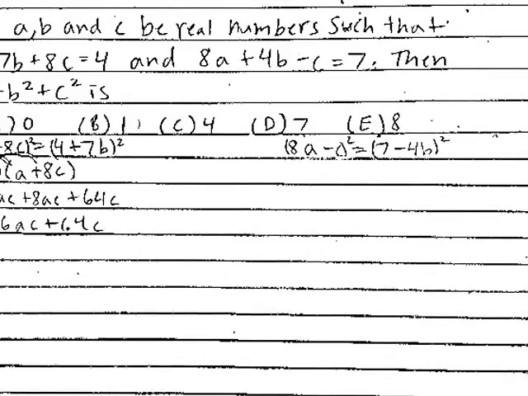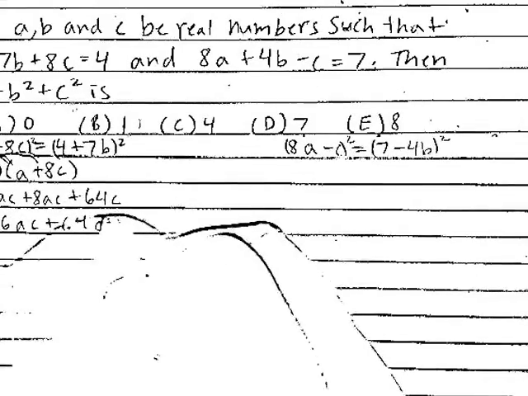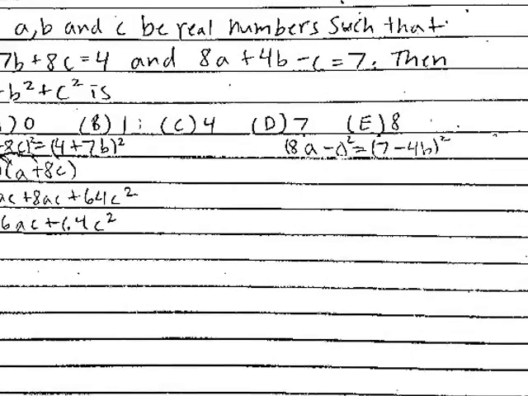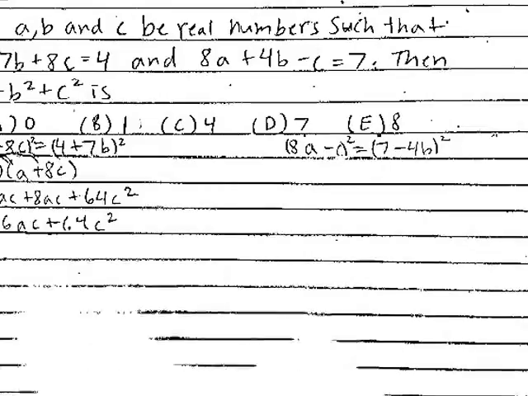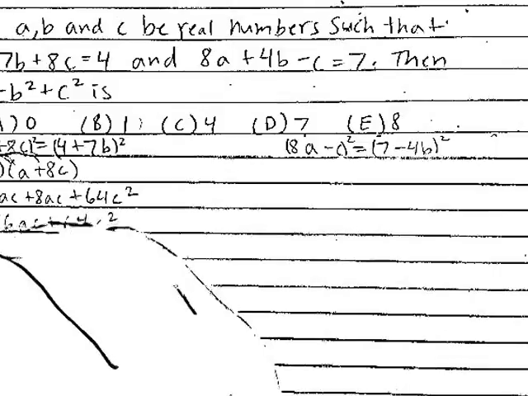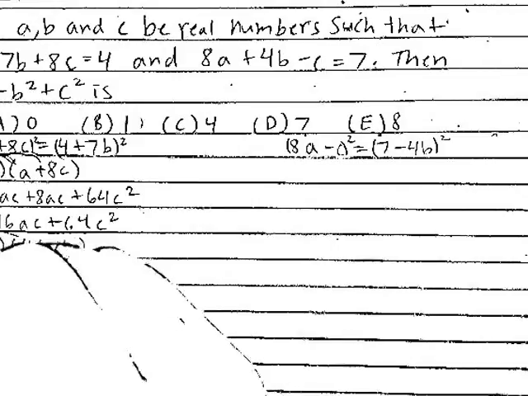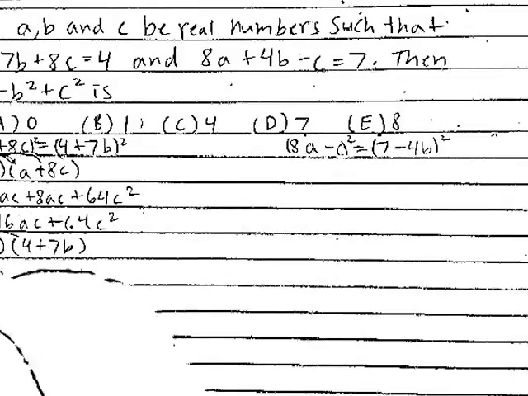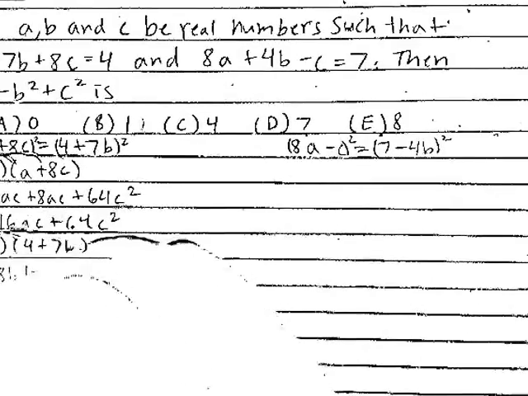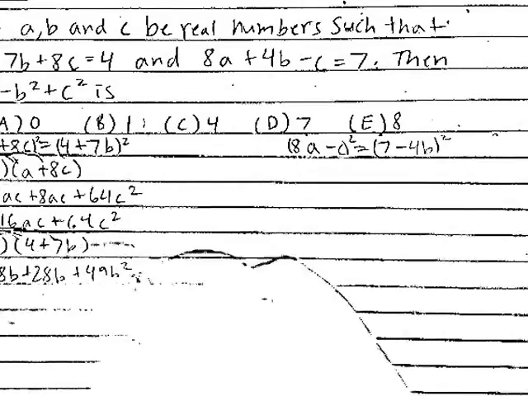Okay, so this one is actually 64 squared. Okay, and then for this part, it's going to be 4 plus 7B times 4 plus 7b. So first, 16, outer plus 28b, inner plus 28b, and last plus 49b squared.